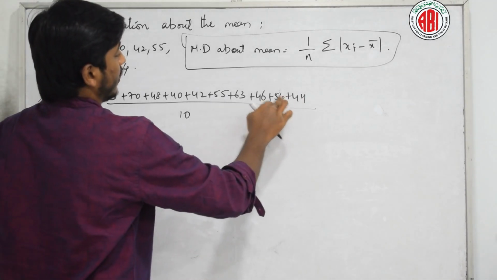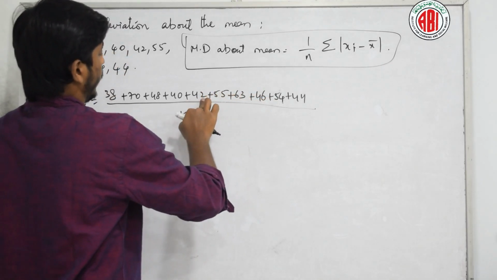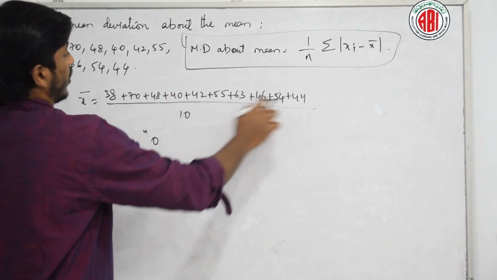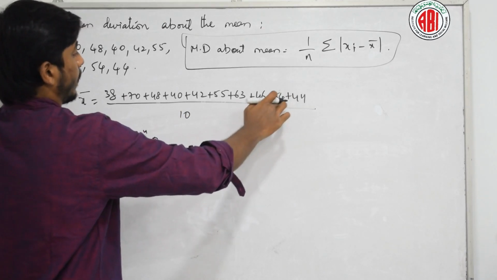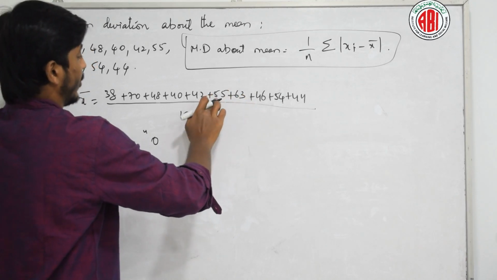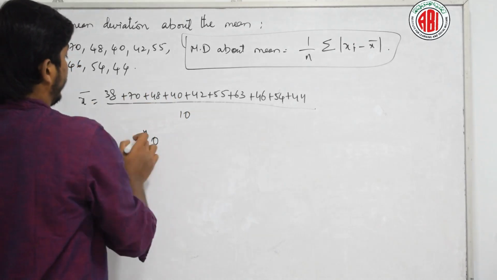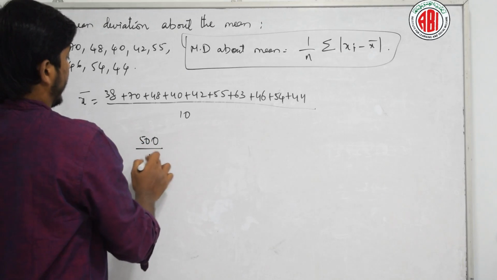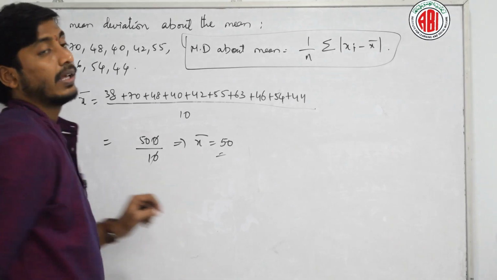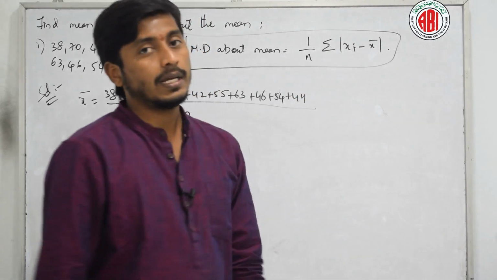4, 4, 8, 14, 17, 22, 24, 32, 40. Next 4, 8, 13, and the next 17, 23, 28, 32, 36, 47 and 50. 500 divided by 10. Now what is the mean? It is 50. Is it right? We got the value of the mean. So what do we have to find? Mean deviation about the mean.